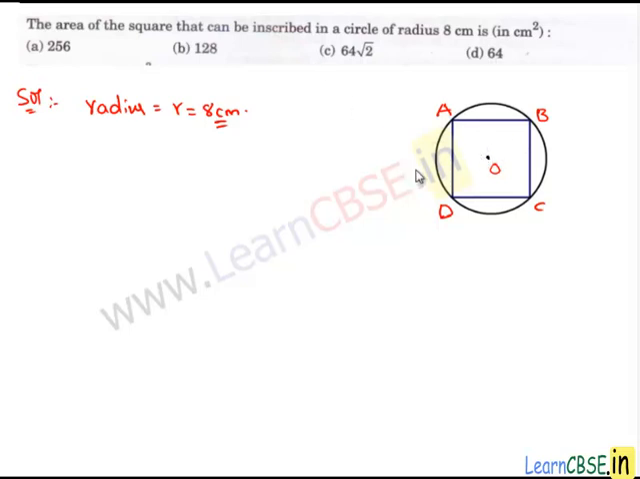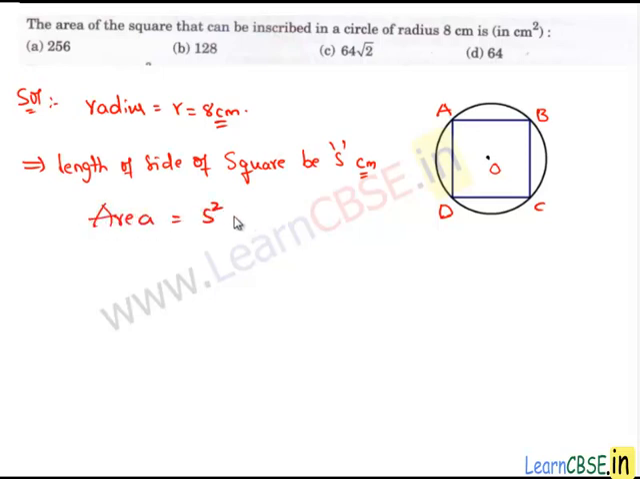To find its area, we need to find its side. Let us denote the length of the side as S centimeters, and then the area of the square is S square centimeters. To find the area, we need to find S. Here, the sides of the square are perpendicular. By using the given condition, that is the radius of the circle, we have to find out S. But how can we find it? Here we have the diameter, which is 2r, which is equal to 16 centimeters.